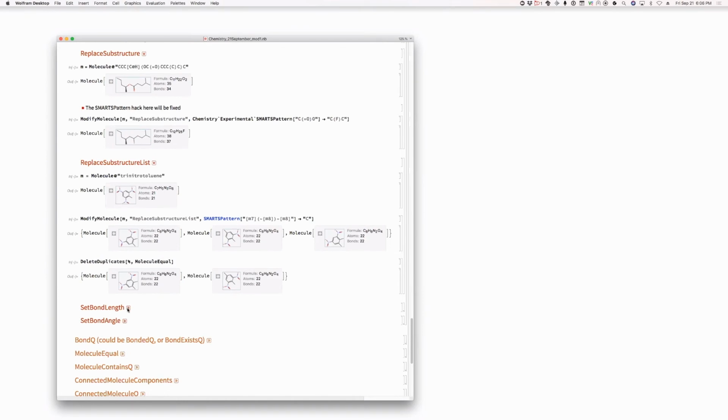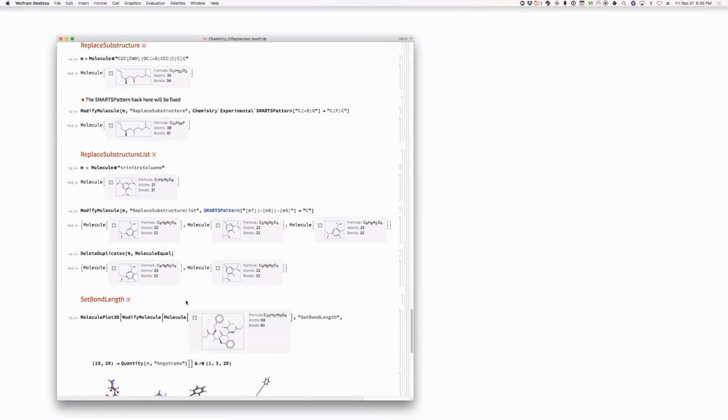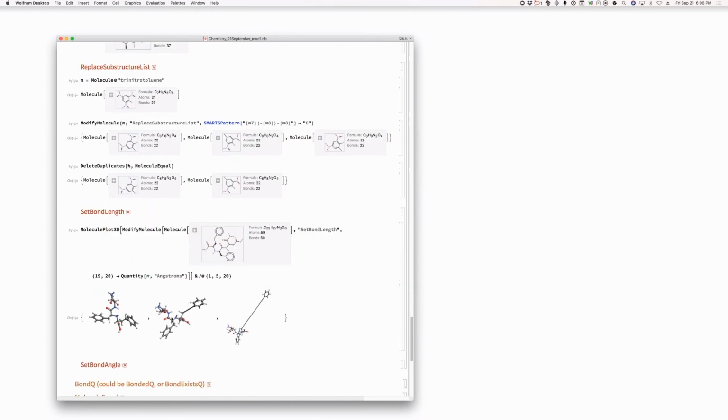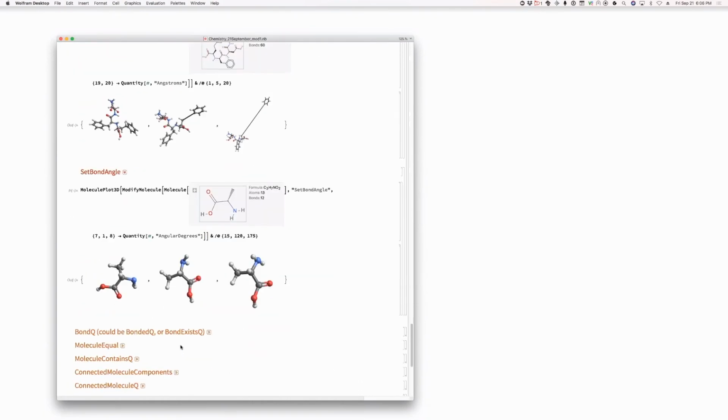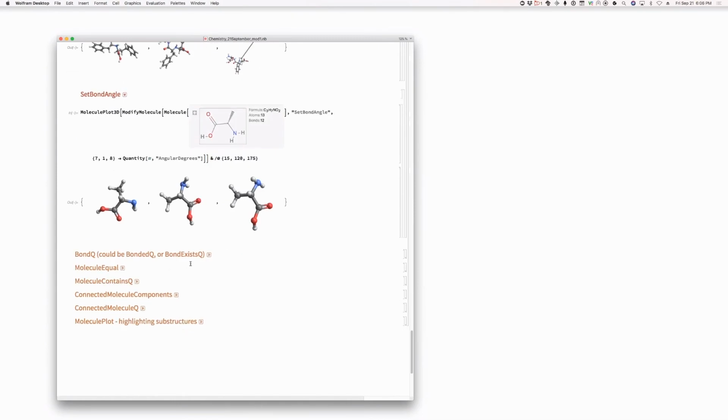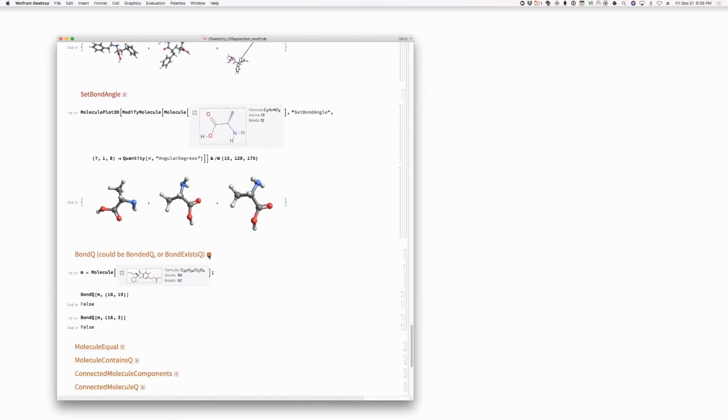Okay. Set bond length. Okay, set bond angle. That takes a triple. Yeah, okay. Fine. Okay, chemical bond Q. Right, and so this is just a utility to tell you, are these two bonded or not?